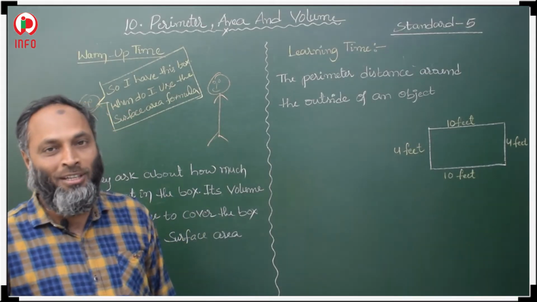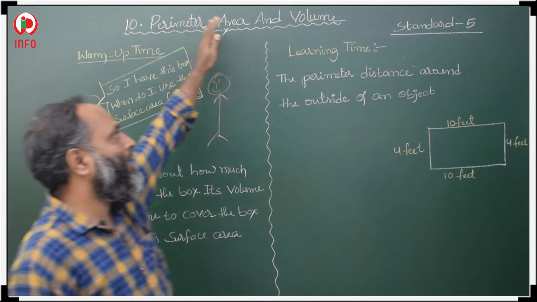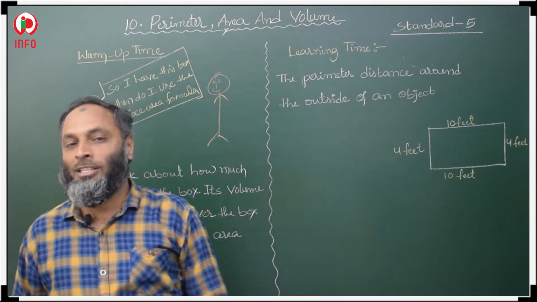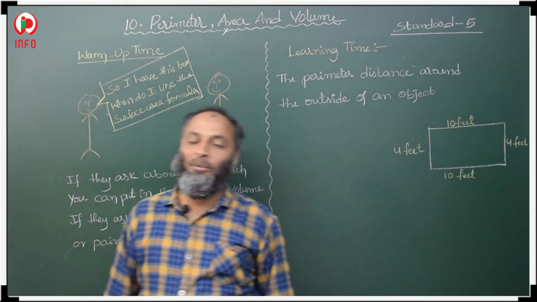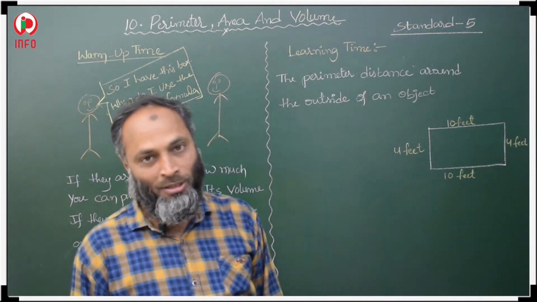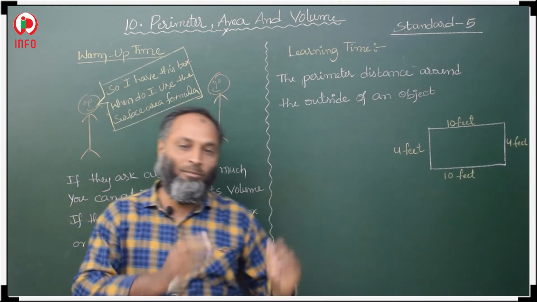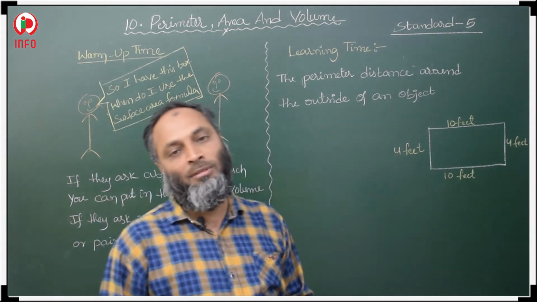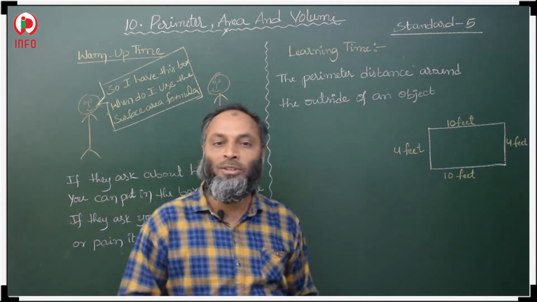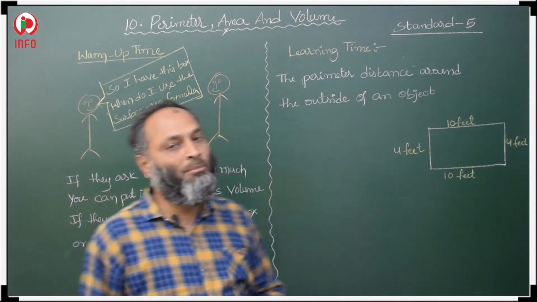Now, students, our next chapter is perimeter, area and volume. What is perimeter? What is area and what is volume? What is the difference between perimeter, area and volume? This concept we are going to discuss today. First, perimeter. So, what is a perimeter?